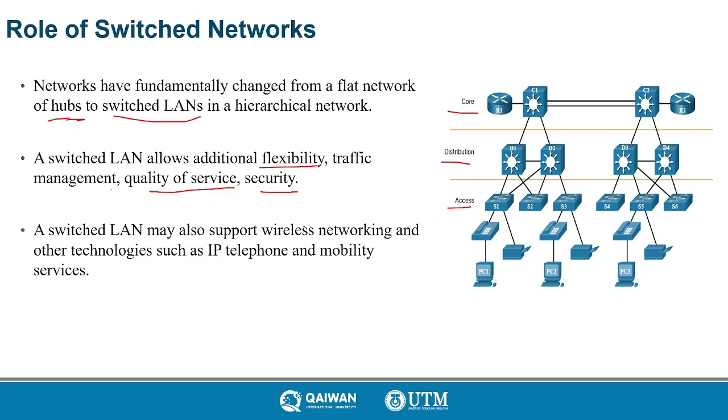A switched LAN may also support wireless networks and other technologies such as IP telephone and mobility services. So you see here, we have VoIP, voice over IP, and printers, and it can also support wireless networking. If we had an access point here, that access point would be connected to this and it would give us Wi-Fi. So we can also connect to it using Wi-Fi, not only Ethernet cables.